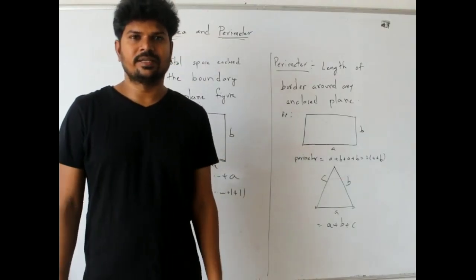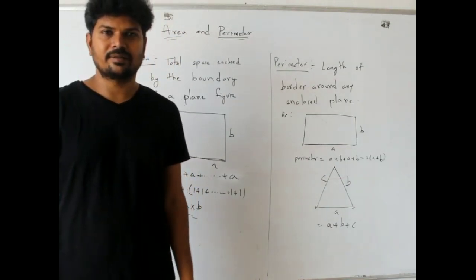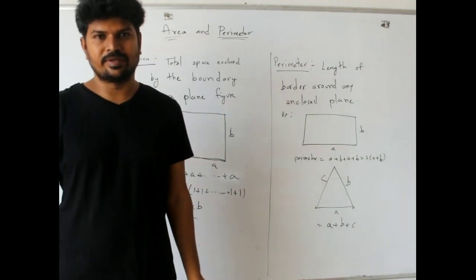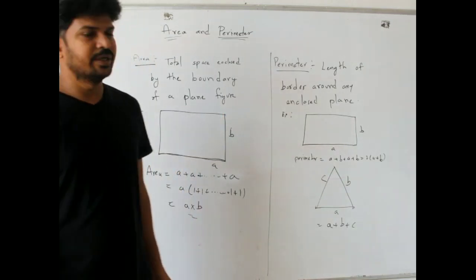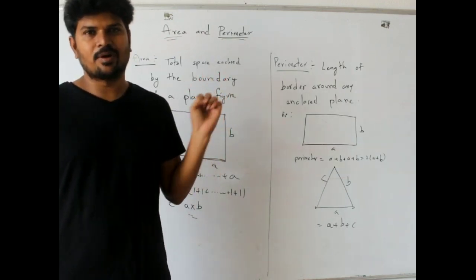Hi, let's start the new topic called area and perimeter. This comes under the mensuration topic, where these two are related to 2D measurement. That is, what is 2D? 2D is nothing but two-dimension measurement here. So we'll study this topic.